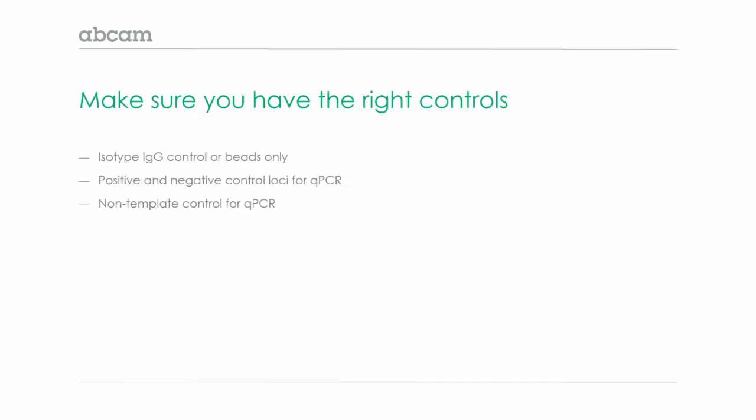Since ChIP is difficult and time-consuming to perform, it's very important to have the right controls to determine if the experiment worked properly. These include a negative IP control, which would be an isotype IgG control or beads only, positive and negative control loci for qPCR, which would be a region or gene where you know a protein should be bound and shouldn't be bound, and a non-template control for qPCR to make sure there's no contamination in your PCR.